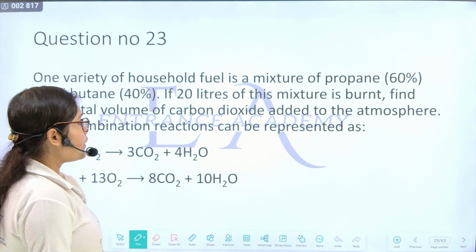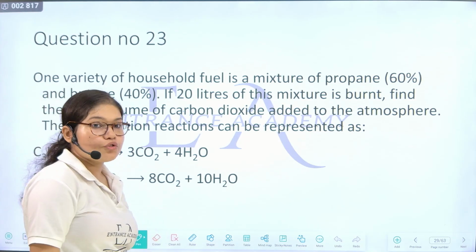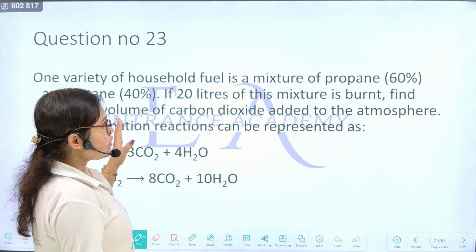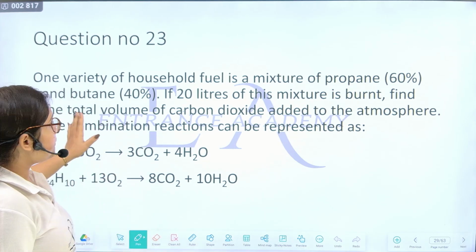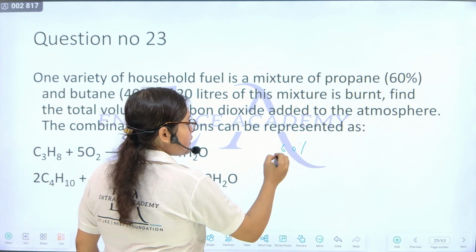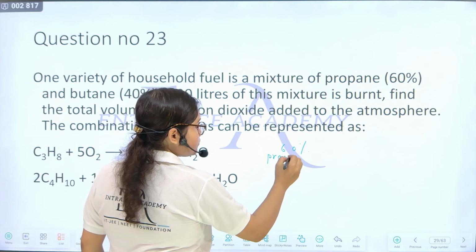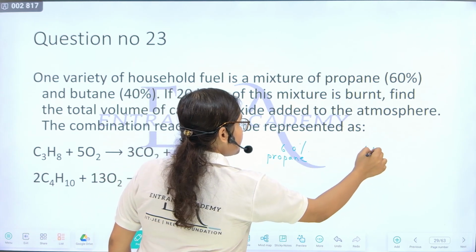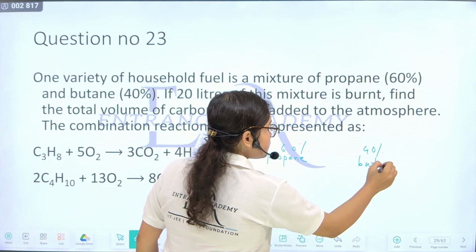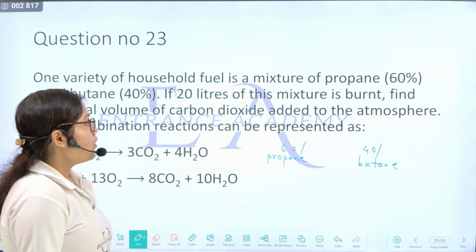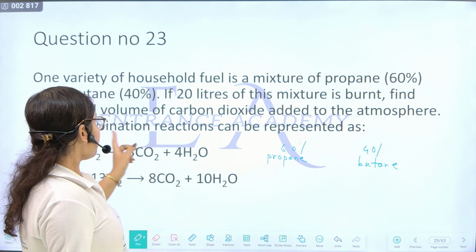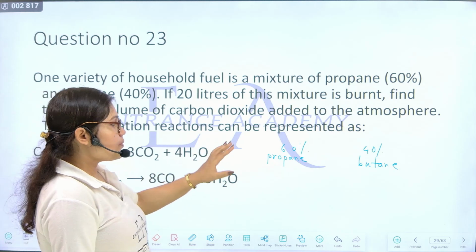One variety of household fuel is a mixture. This is another stoichiometry question from the mole concept chapter. One variety of household fuel is a mixture of propane 60% and butane 40%. Find the total volume of carbon dioxide added to the atmosphere. The combustion reactions are presented.